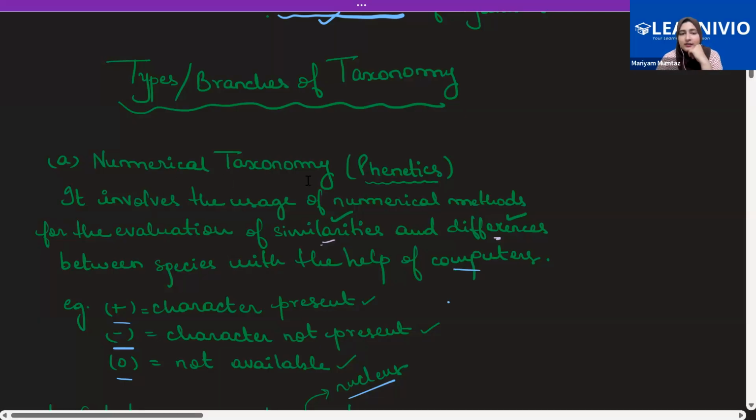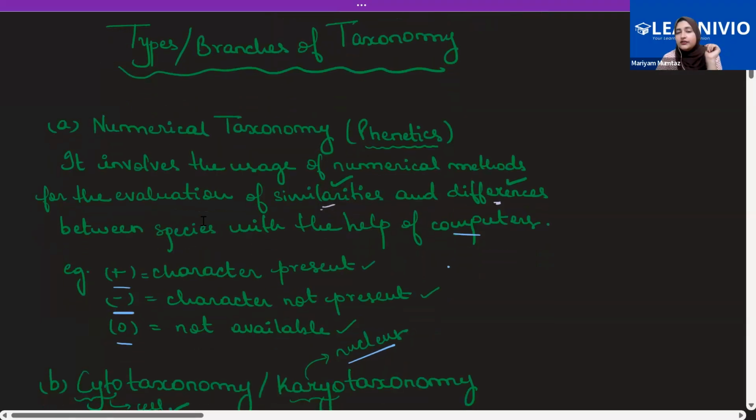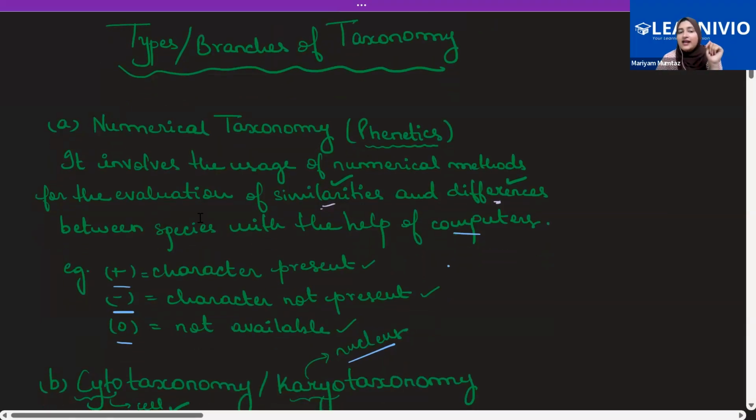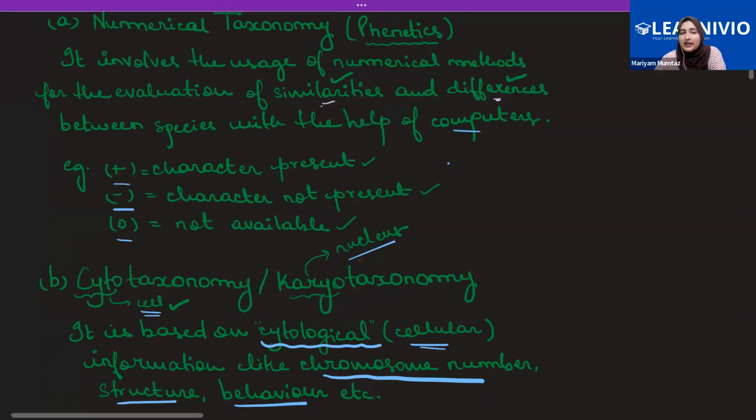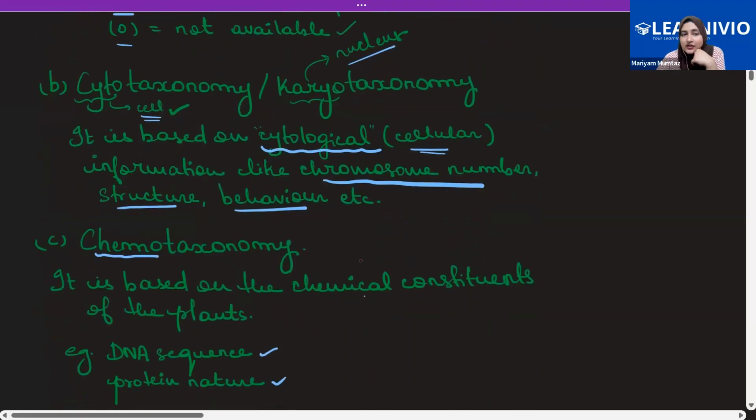So numerical taxonomy involves the usage of numerical methods for the evaluation of similarities and differences between species with the help of computers. For example, if we put a plus in the character, that means the character is present. If we put a minus, it's not present. And if we put a zero, it's not available at all. So this is numerical taxonomy, which is also called phenetics. Clear?